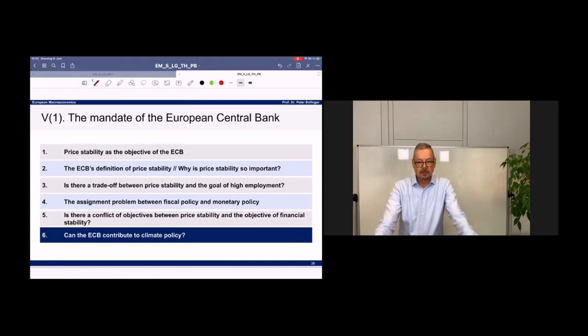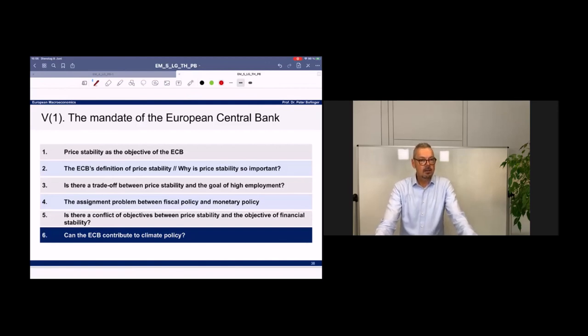When President Lagarde came into office in December 2019, she immediately announced a comprehensive strategy review. The ECB's original strategy was designed in 1998, and there was a kind of revision in 2003, but obviously this strategy needs very thorough reform, and that's what President Lagarde has announced. But due to the pandemic, of course, it will take a little more time until this new strategy is developed and presented. And one important element in this strategy is climate policy.